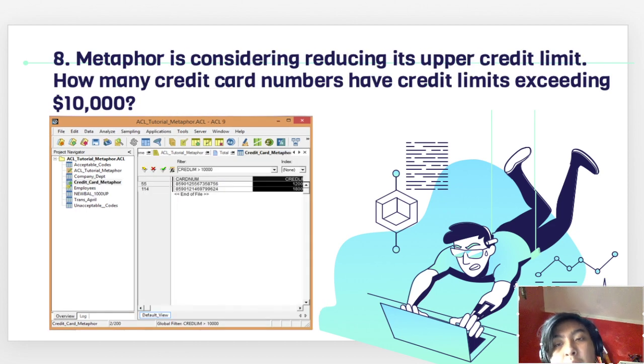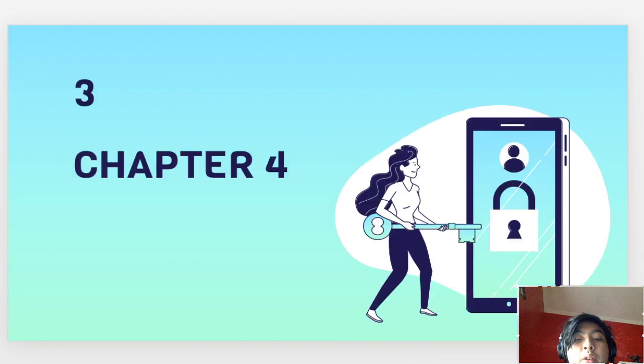Metaphor is considering reducing its upper credit limit. How many credit card numbers have credit limits exceeding 10,000? So here, as you can see, the filter is credit limit above 1,000. There are two data, very easy to see, but to analyze it and make it clearer, it's on the bottom left, 2 out of 200. Alright, that's for chapter 4.